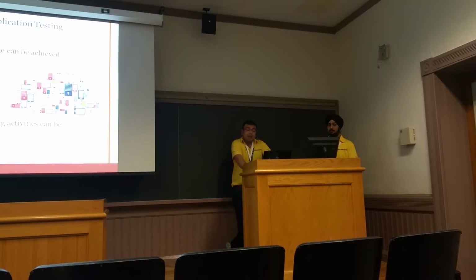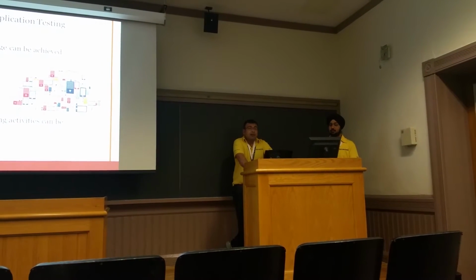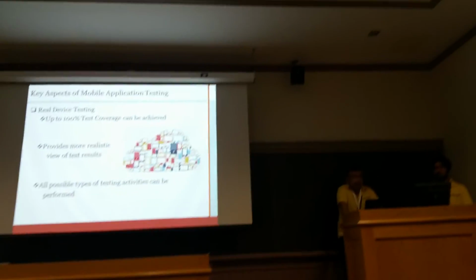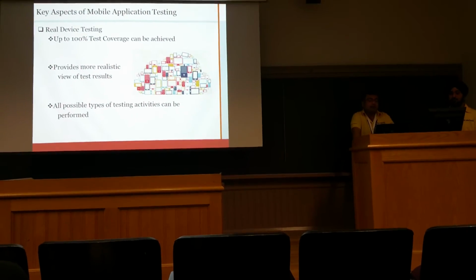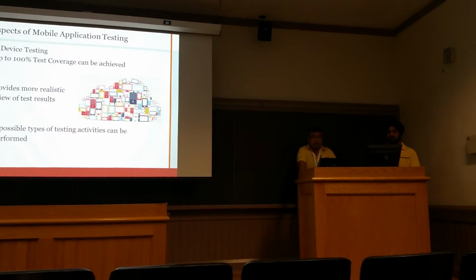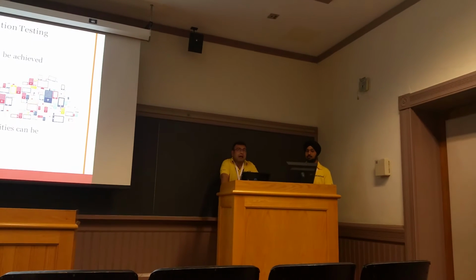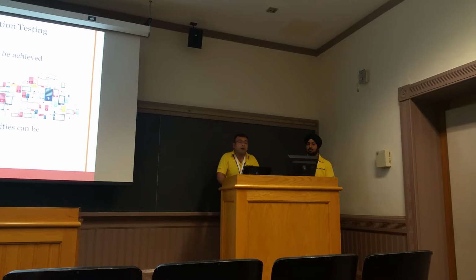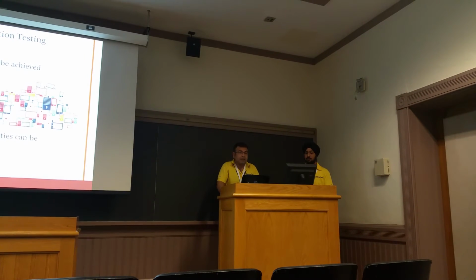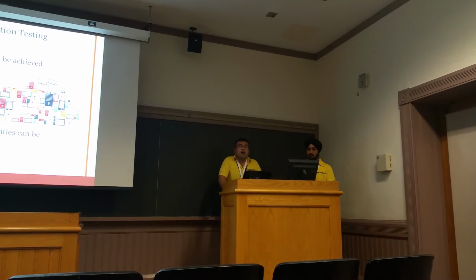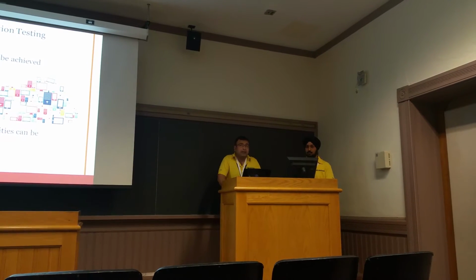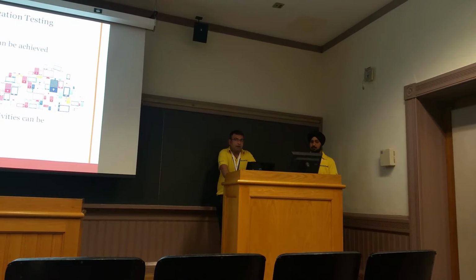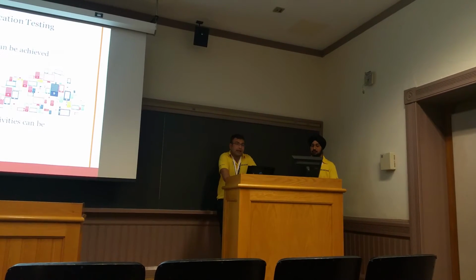Now moving on to the key aspects of mobile application testing. What are the key aspects? The major and first thing that comes to my mind while we test any mobile application is testing it on a real device. When we talk about testing the application on a real device, we mean that we install the application on a real device and perform the performance and functional testing of that application. By this, we can ensure 100% test coverage, and we can also go through the positive and negative scenarios which we want to cover during our testing cycle.